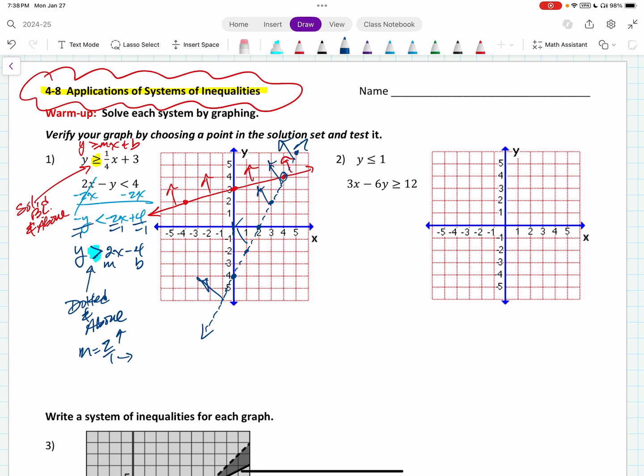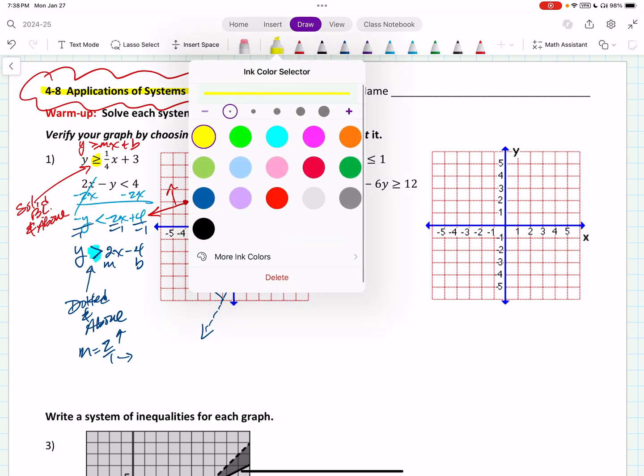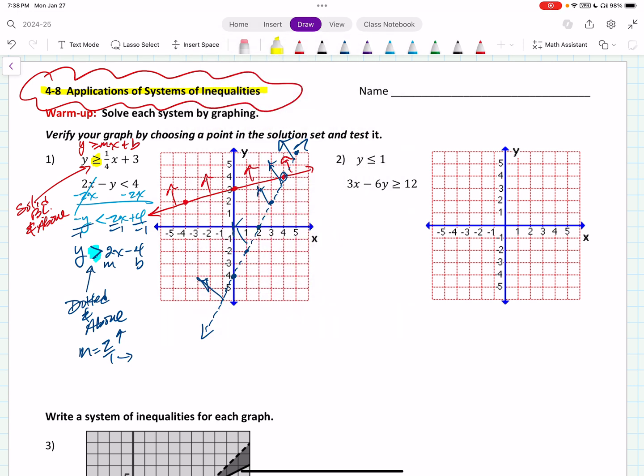And what you have to realize in systems is that the solution to any system is an intersection. Okay, so let's write that out. The solution to the system is the intersection or overlap. So intersection, you can think of that as overlap.